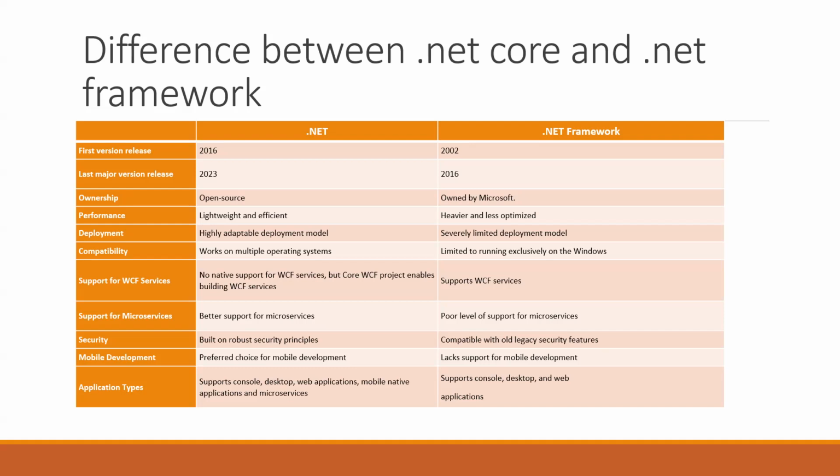The deployment model. So .NET offers a highly adaptable deployment model. .NET uses its own web server called Kestrel. So we'll see what is a Kestrel when we look into that. ASP.NET, then we'll see what is Kestrel. Kestrel is its own web server. It is available in Visual Studio only. When we run, we can use Kestrel to run that.